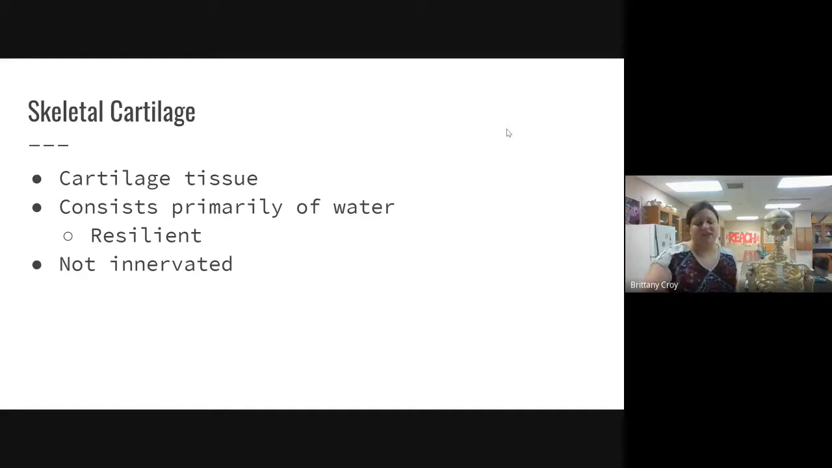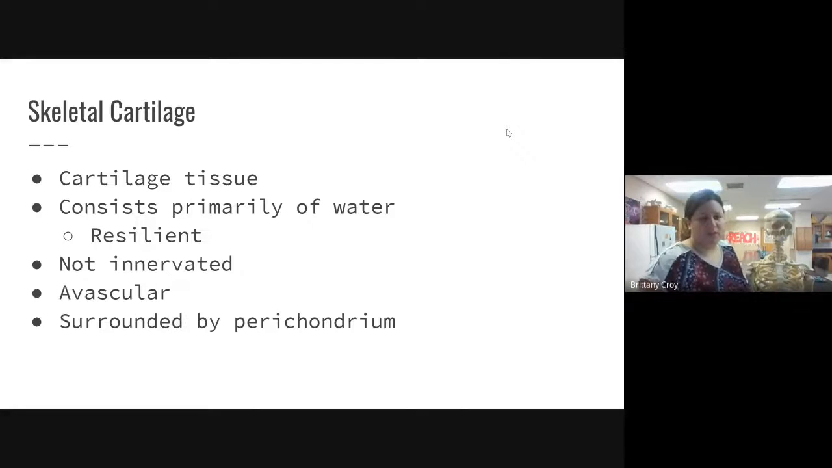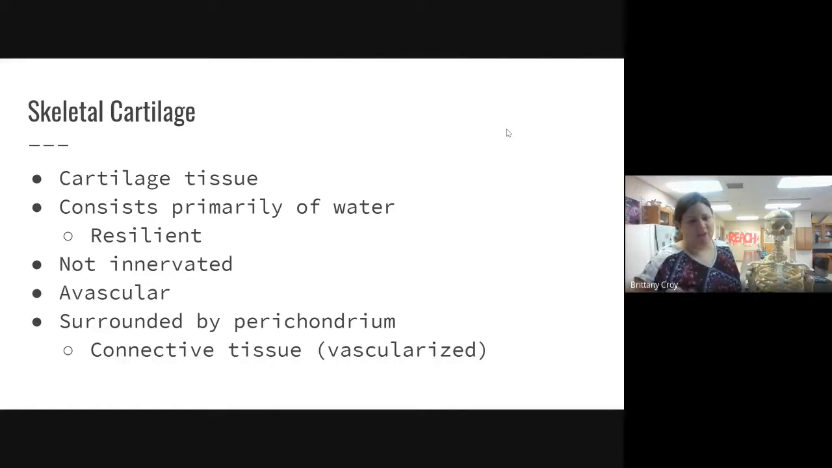It's not innervated, there are no nerves, and it's avascular. So remember with connective tissue, there was a whole range of characteristics. Some of them have blood vessels, some of them don't. Cartilage does not, no nerves, no blood vessels. It's surrounded by a membrane called the perichondrium. Peri means around, and that's where it gets all of its nourishment from. So the perichondrium is a different type of connective tissue that does have blood vessels. You will never see very thick cartilage because it has to be thin enough that the nutrients can diffuse from its membrane.